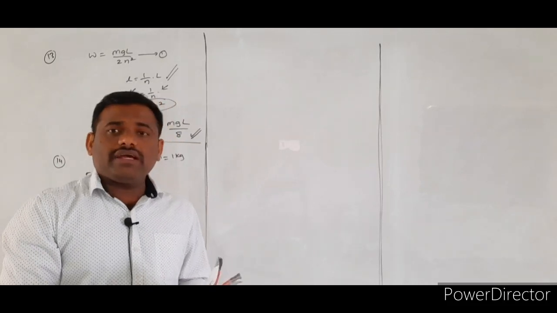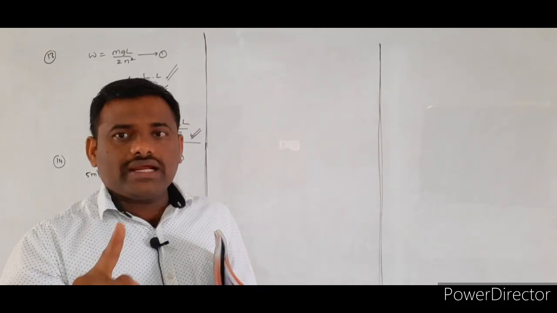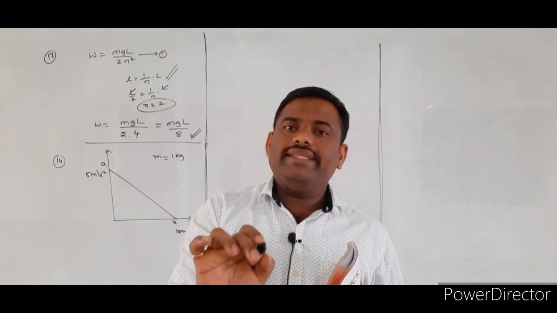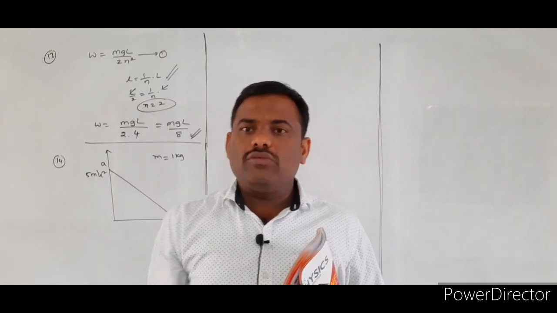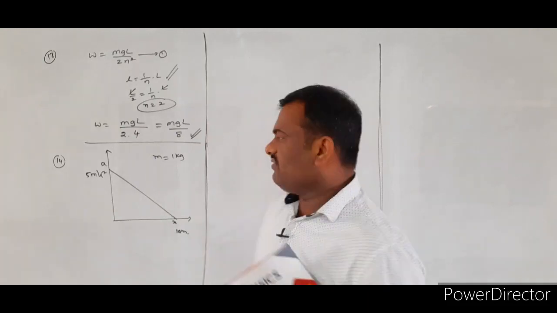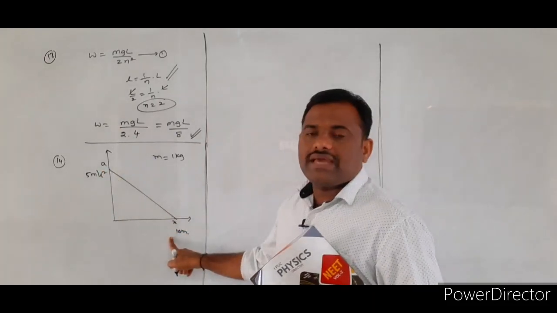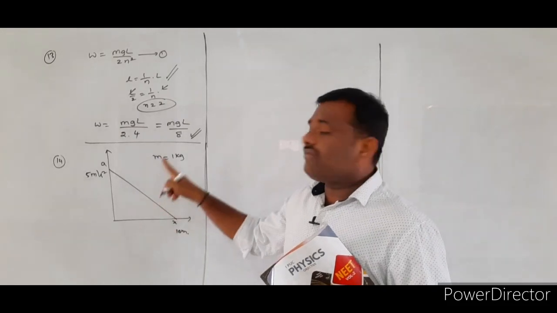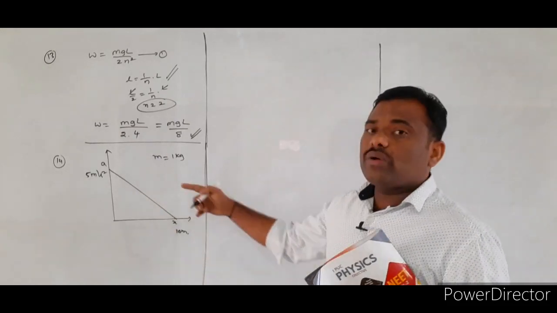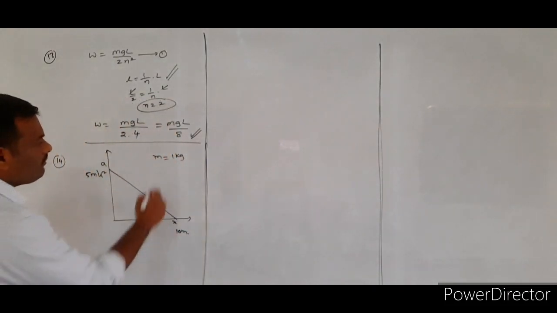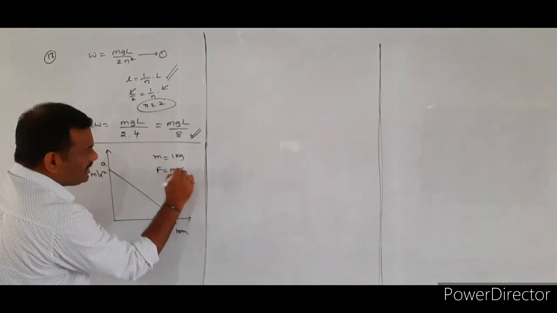Whenever graphical problems are given, the work done by the applied force is given by the area bounded by the force displacement graph. But here, what is given? An acceleration displacement graph. From this we calculate the force displacement graph. How can we calculate it? Force is equal to mass into acceleration.